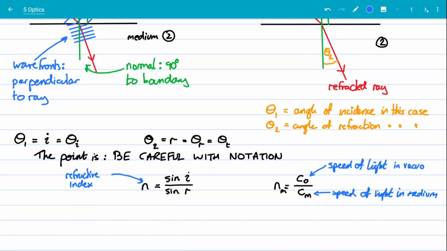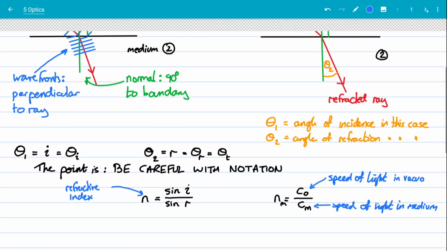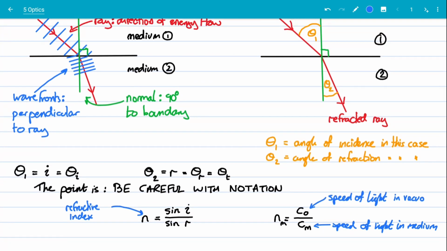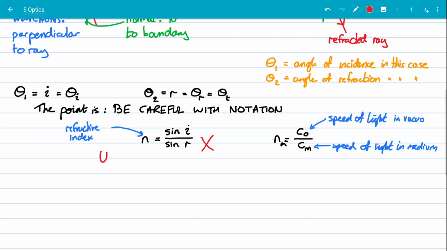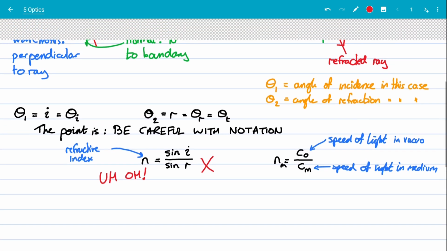So, refractive index. Here it is. And if it's medium 1 that we're interested in the refractive index of, then instead of m as a subscript, we'd write the number 1. And if it's medium 2, we'd write the number 2. You get it. And the equation that you might meet is the equation on the left. But that is very bad. It's a wrong equation. It's got a problem. And the problem is that it only works in a few cases.